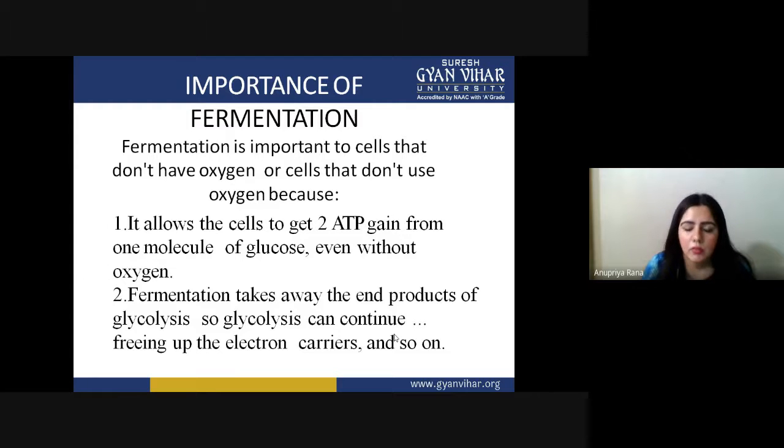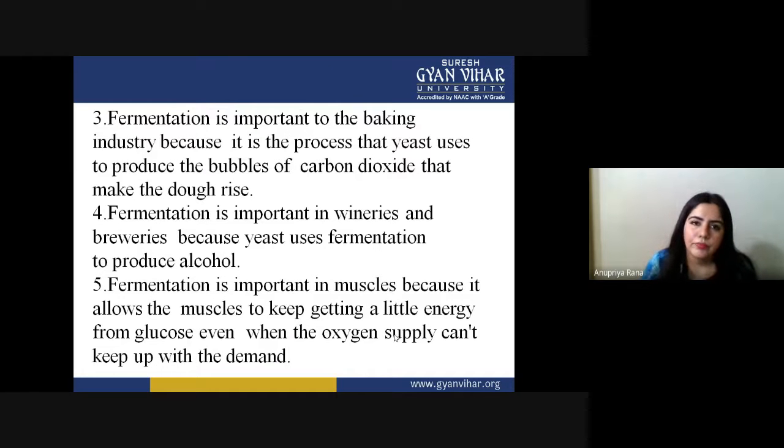Fermentation takes away the end product of glycolysis, so glycolysis can continue. Basically, they take away the end product of glycolysis, so glycolysis can continue to make more pyruvate, because the pyruvate is no longer there and they need pyruvate to be made. So they go again and again, freeing up the electron carriers, and that lets glycolysis happen over and over again.